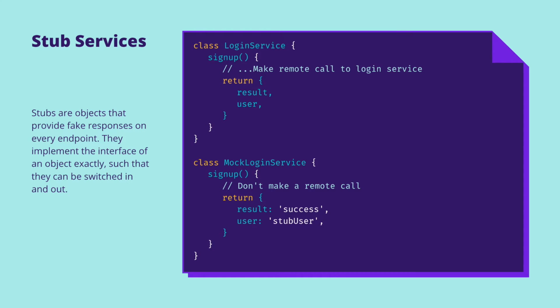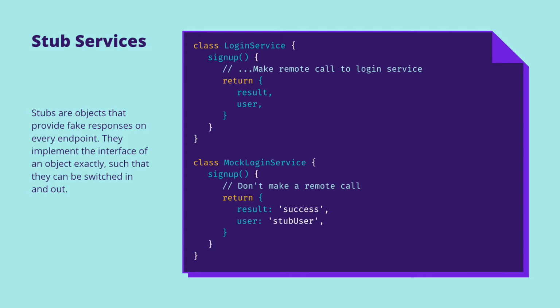A stub is an object that implements the interface of another object. However, the implementation returns a fake response. The idea is that the stub can be switched out with the real object with no disruption. Here we have a mock or a fake login service. The real login service makes a remote call, but the fake one doesn't, and just provides mock information. By using stubs, we can ensure that the backend services in our testing environments always return the same results, providing us with a deterministic input for our tests.